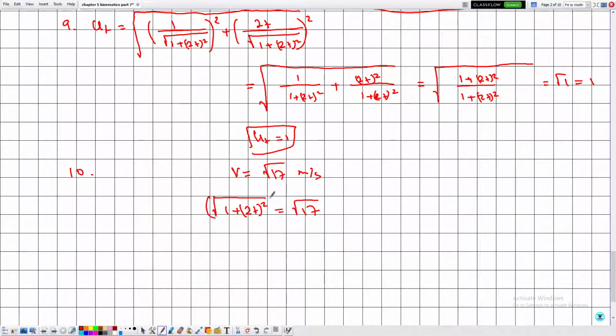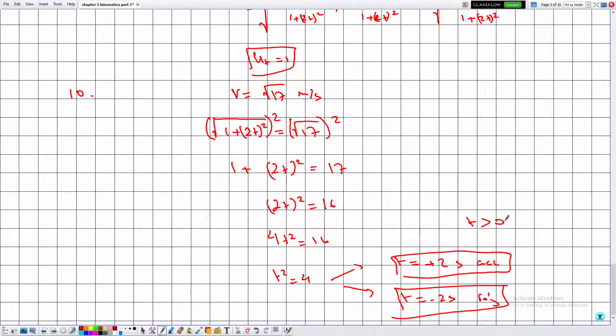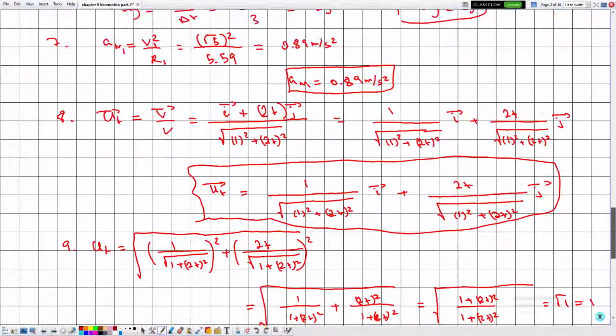So let's square both sides. We get that 1 plus 2t square is equal to 17. So in this case 2t square is equal to 16. Then 4t square is equal to 16. So t square is equal to 4. Then in this case t is equal to plus 2 seconds, or t is equal to minus 2 seconds. This is accepted and this is rejected because time as a measure is always positive. Okay, so that's it for me in this video, guys.